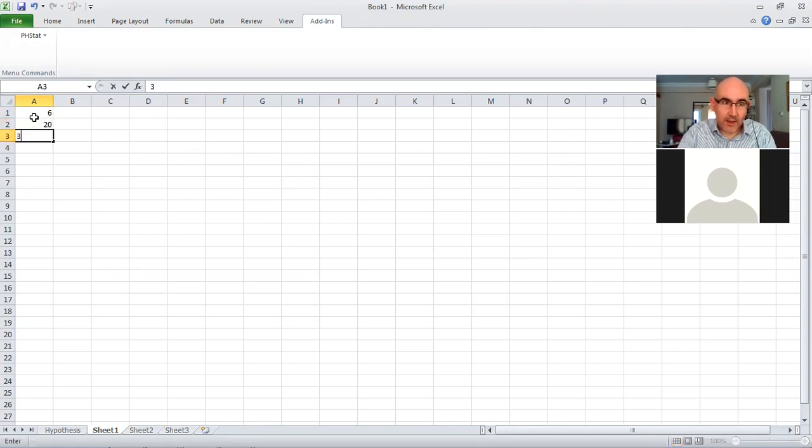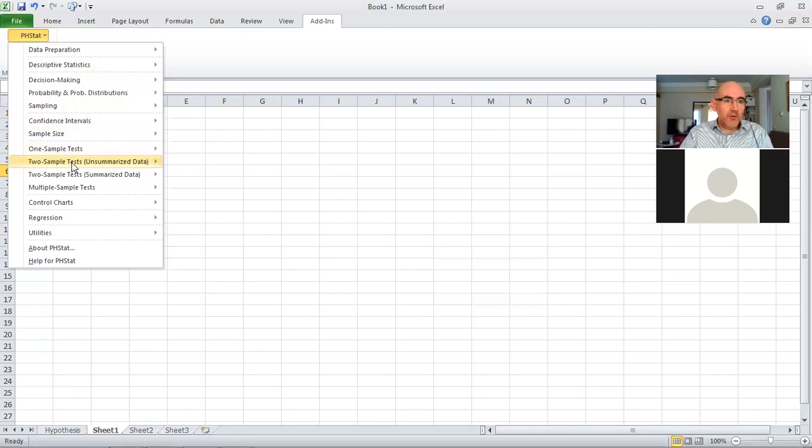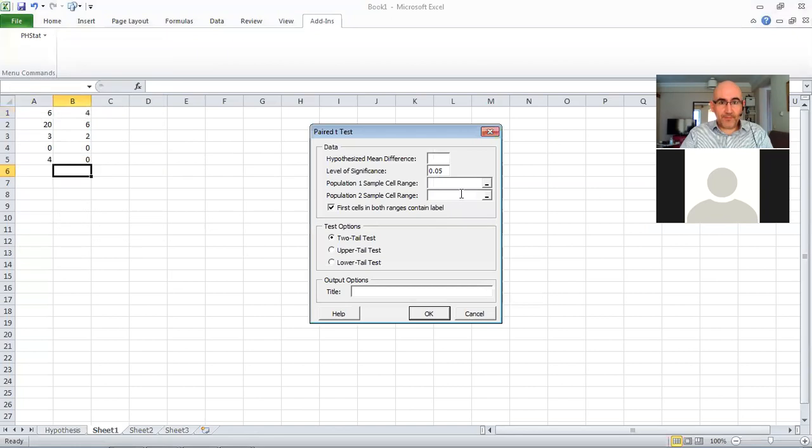Okay, the complaints from these clerks before the training program, and complaints again after the training program. If we construct another column here with the differences, say 4 minus 6, we could use the summarized version. But since we have those numbers, it's better to use the unsummarized version of the paired t-test. So the hypothesized difference is 0.